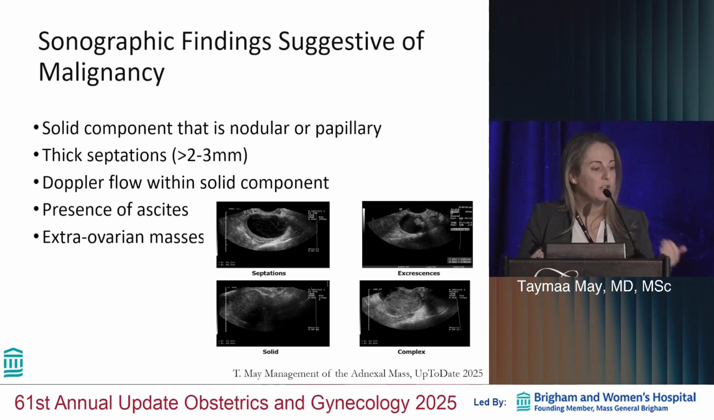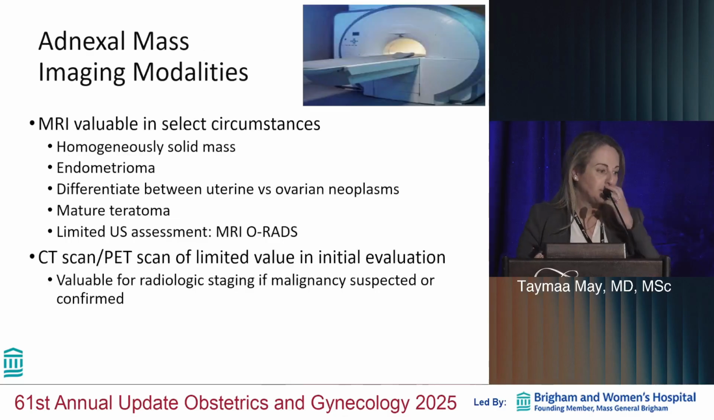Sonographic findings suggestive of malignancy: solid components that are nodular or papillary, especially thick septations over 3 millimeters, Doppler flow, especially high Doppler flow, presence of ascites, of course, and any evidence of extraovarian or metastatic disease.